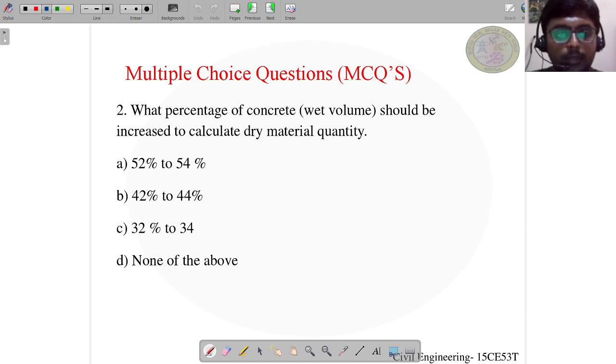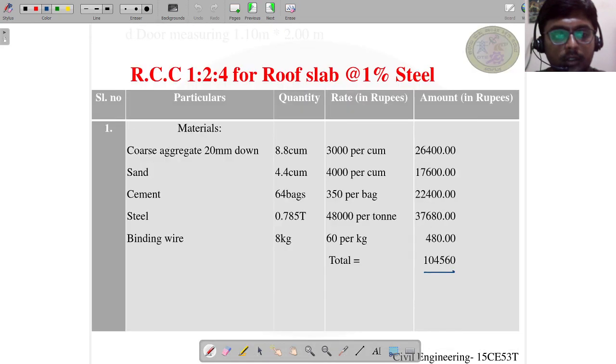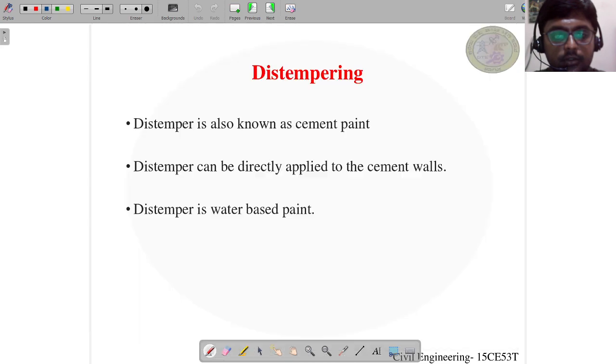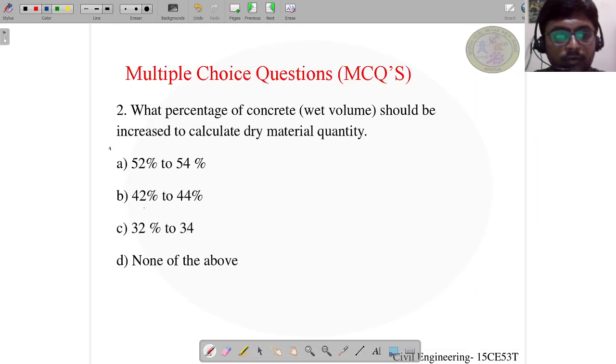Next, what percentage of concrete, that is wet volume, should be increased to calculate dry material quantity? So they have given 52 to 54, 42 to 44, 32 to 34. So which is the option? As you can see, we have calculated. So to calculate the dry quantity of materials, we need to increase by 52 to 54%. So the answer is 52 to 54%.